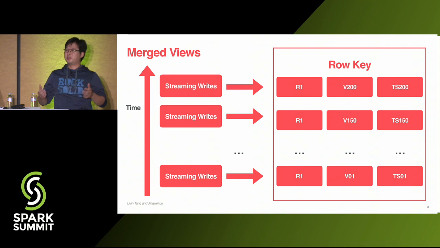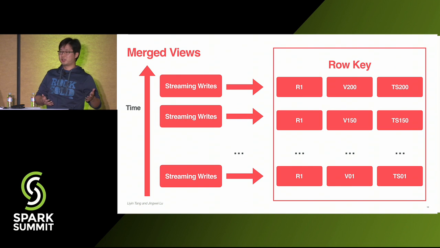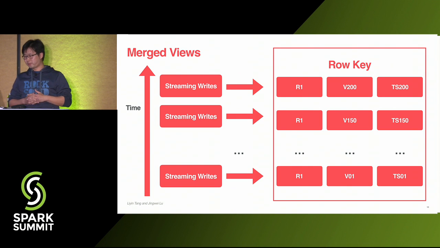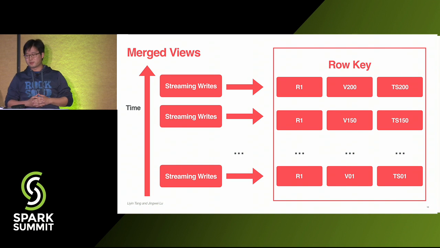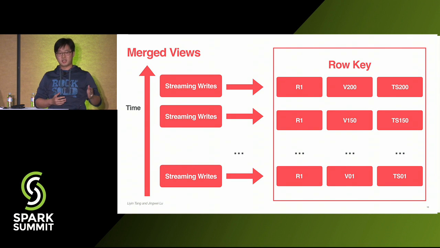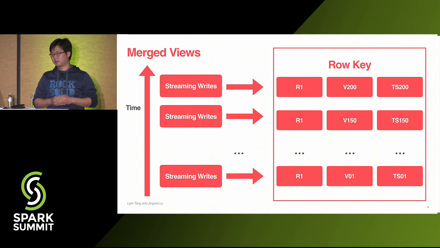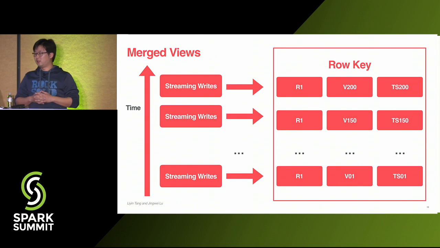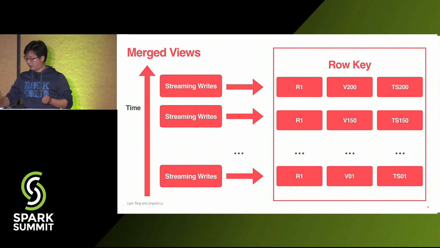In HBase, each row key can have multiple versions. It can be used to merge the results for both streaming and batch. Here's one particular example. As the streaming job runs, it can keep updating a particular row key with different values and different versions. As you can see here, R1 has three versions with three different values.